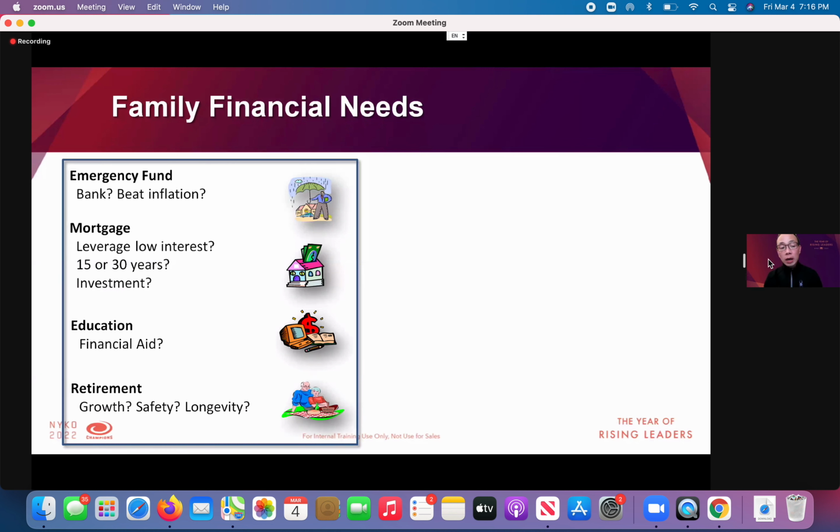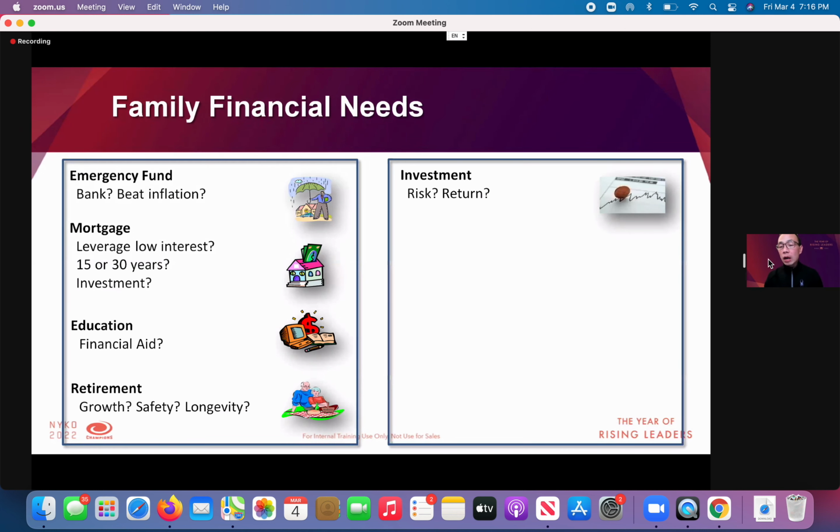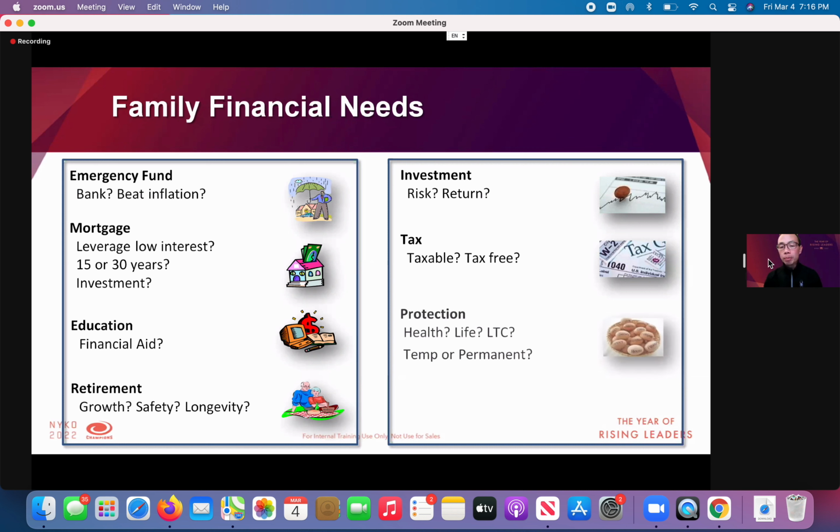I'll talk about retirement, as you saw me do in the NYKO, right? My topic was on retirement. Then I'll talk about the investment, the risk, and I will highlight the tax, because for the IUL, we all know the taxation is one of the big selling points, correct? Then we'll talk about, obviously, protecting the family, which is the important thing, right? And then estate planning. All right.